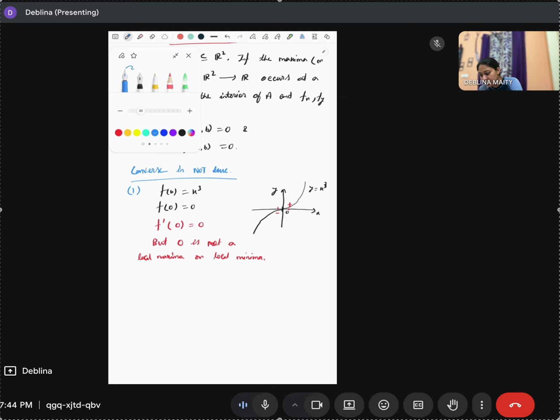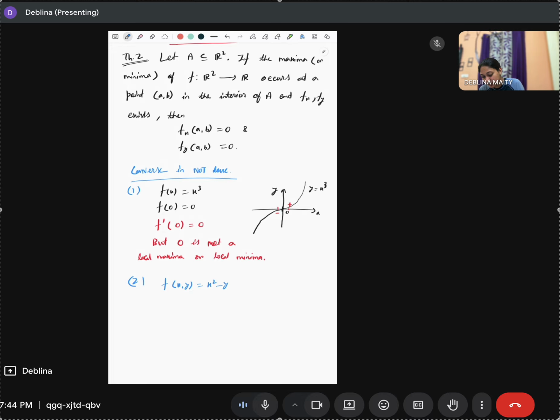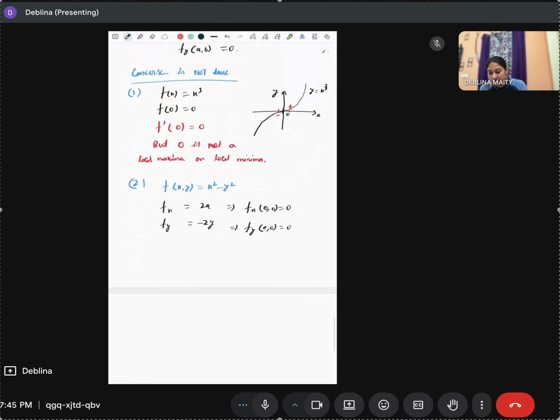Again, if we take in R2 this f(x,y) equals x square minus y square, then we see that the partial derivative fx is 2x and fy is minus 2y. So fx at the point (0,0) is 0, and fy at the point (0,0) is also 0. But this (0,0) is not a local maxima or minima. This is not an extrema.